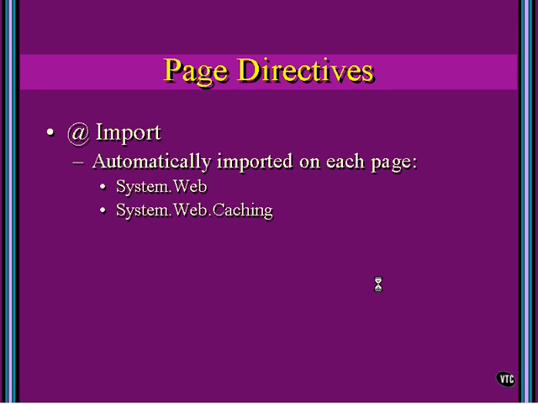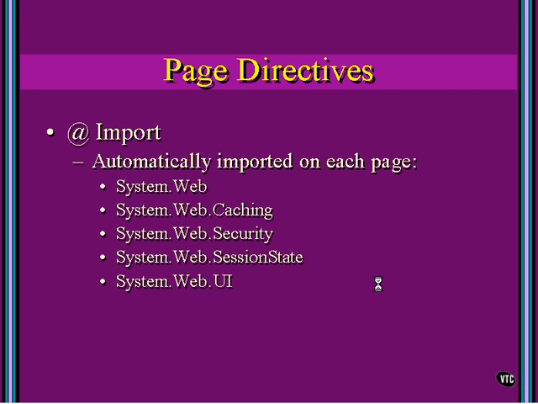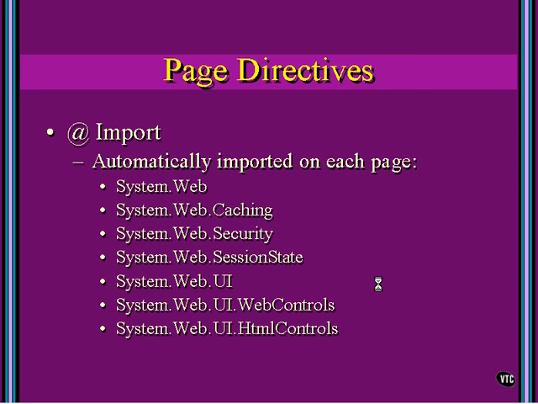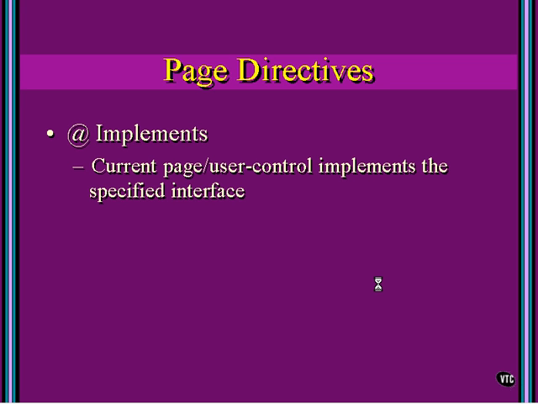System.Web, caching, and you can figure out what that one does. The System.Web.Security, obvious there. System.Web.SessionState. UI, user interface, this is where controls come from. UI.WebControls, we'll look at those later. HTML controls. So there's a lot of those, and those are automatically there. You don't have to import those to use them.